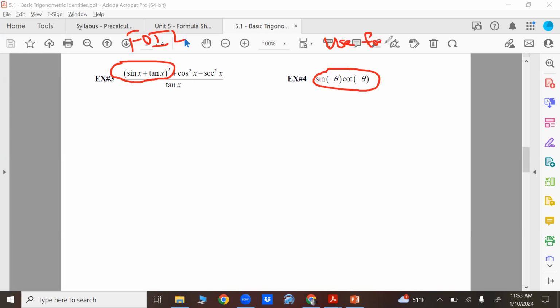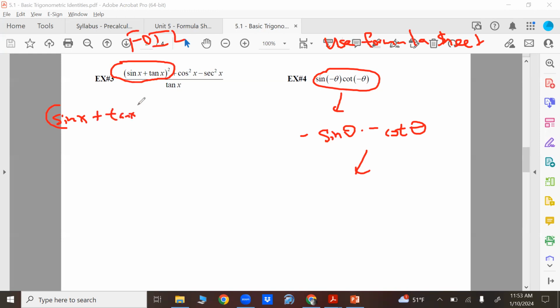Let me close the door because it's a little distracting. I'm going to use a formula sheet for this part right here. So it'll be negative sine theta times negative cotangent theta. I'll let you guys keep going with that. Here I'm going to FOIL this. So that's going to be sine x plus tan x. It's going to be a little messy.